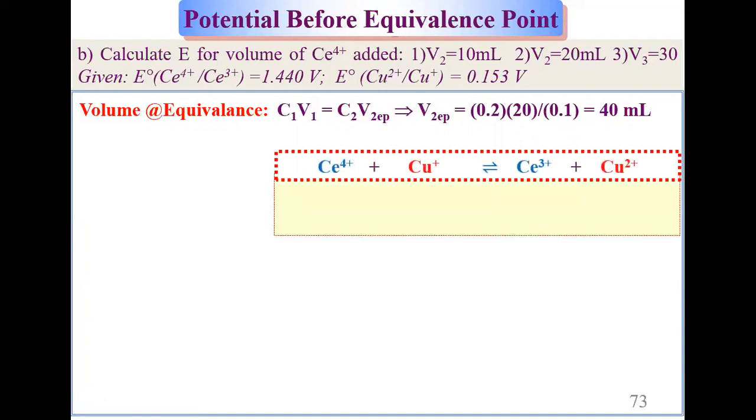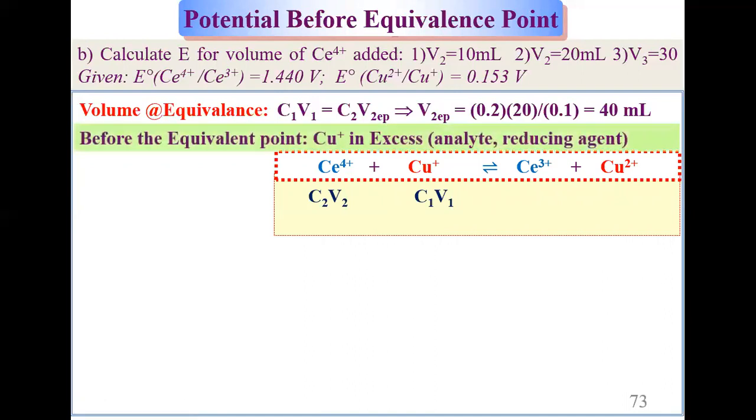So we have our net equation, and when C2V2 and C1V1 are equal to each other, that is my volume at equivalence, my equivalence point, which we just calculated. Notice sometimes I use equivalence point, EP, or as the French call it, EQ. Either is fine. So EQ is fine too.